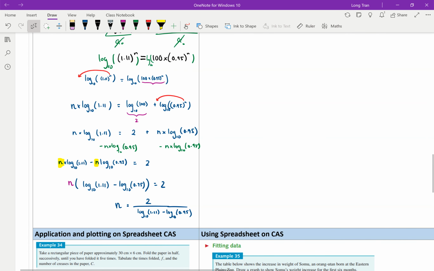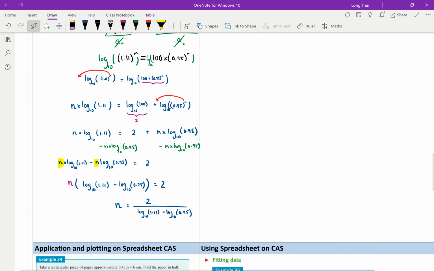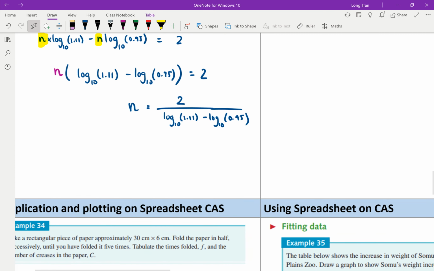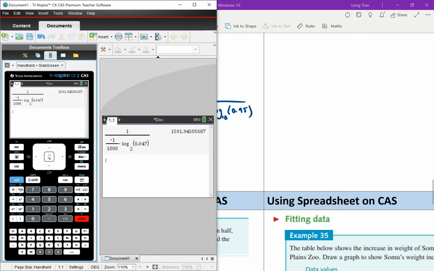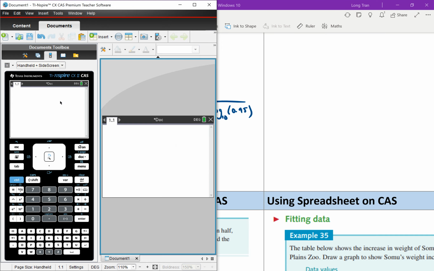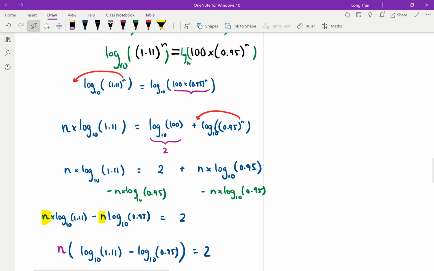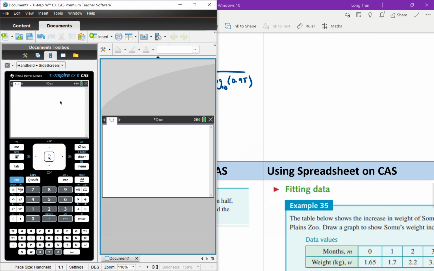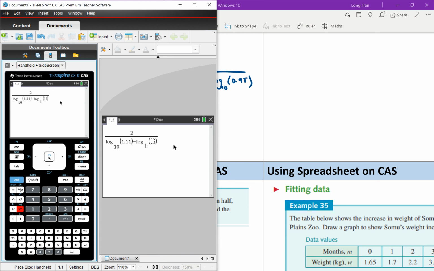Okay, so from here, this was a real mess that we finally got up to, and then using your CAS, now, I'm going to use our CAS. Let's do this. So using our CAS, we're finding 2 over the log base 10 of 1.11 minus the log base 10 of 0.95. And that gives me 29.586.